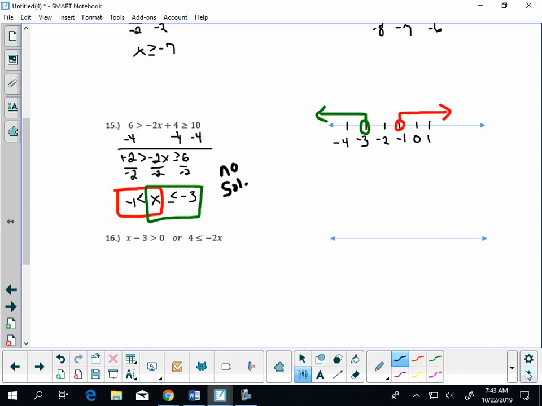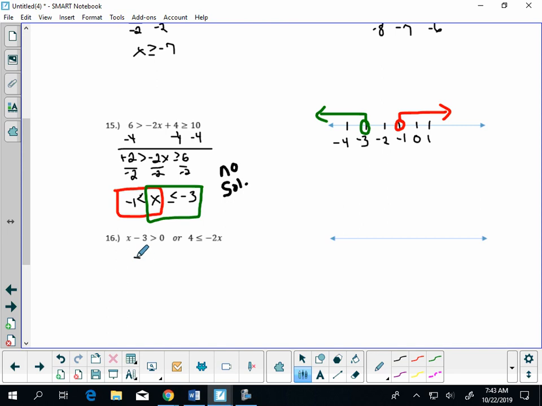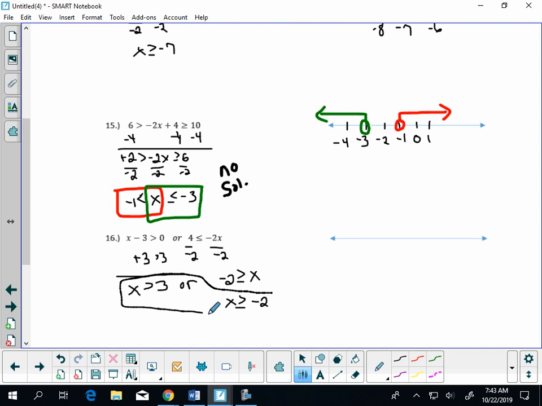All right, let's do our last one here. On that one, I'm going to add 3. And I get x is greater than 3. Or divide by -2. And I get -2. Flip the direction of the sign. And I'm going to write it so that the x comes first, greater than or equal to -2. There is my solution.